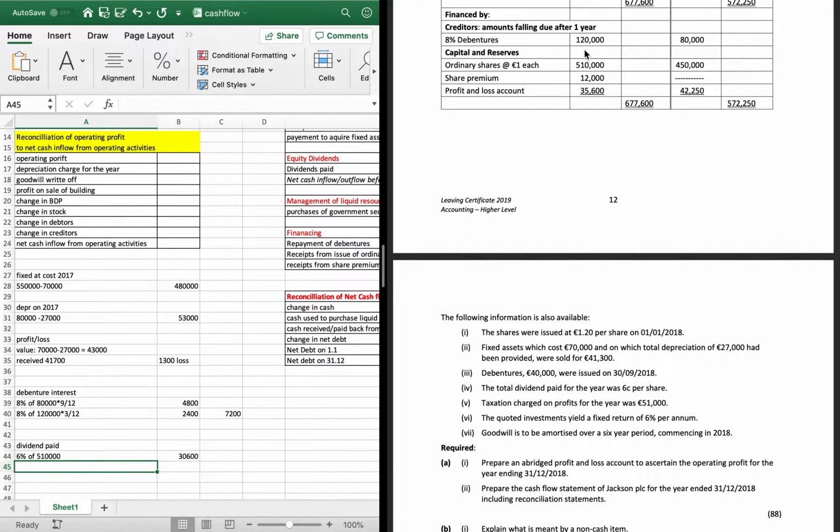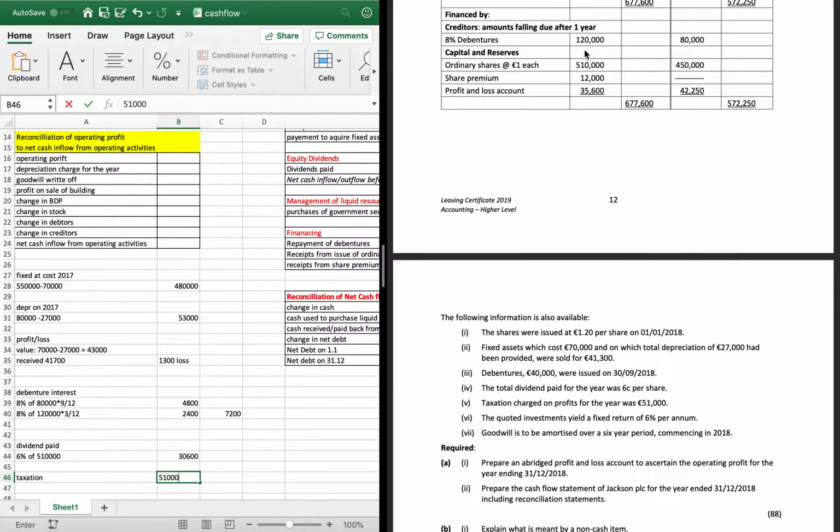Which is 13,600. Taxation for the year was 51,000. Now, really, you just need to make note of that. You wouldn't need to write it down in your question. You're going to use that later on elsewhere, but it tells you the tax charge on profits is 51,000. We're just going to use that.